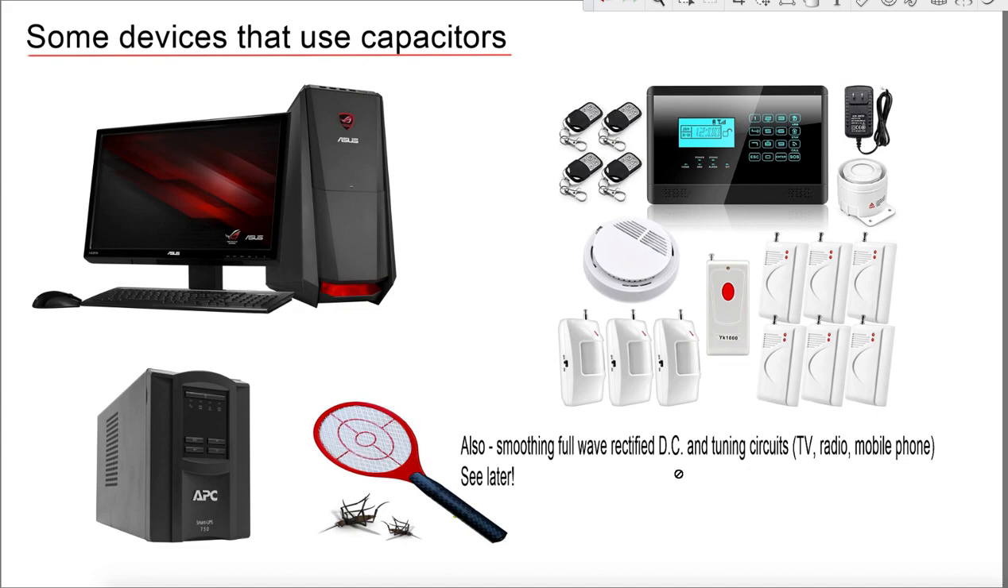They're also used for smoothing full wave rectified DC and for tuning circuits. We don't get into either of these really, but your television, your radio, your mobile phone, they all use tuning circuits. And essentially what's happening is your mobile phone or whatever is tuned in to a particular frequency. It resonates at that frequency. You get a maximum amplitude of potential difference or current in the circuit at that frequency.